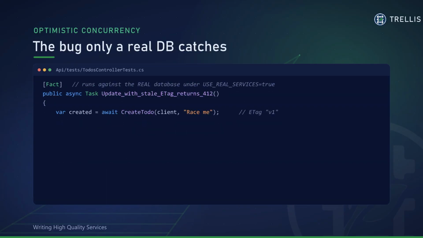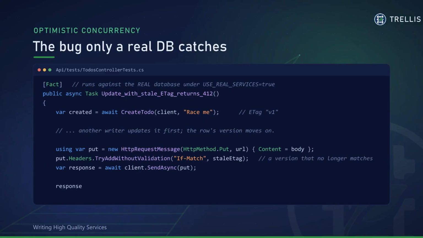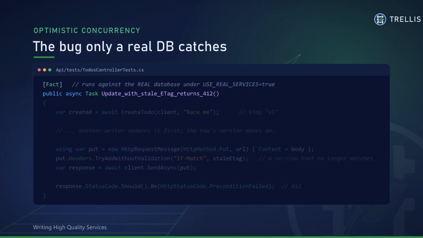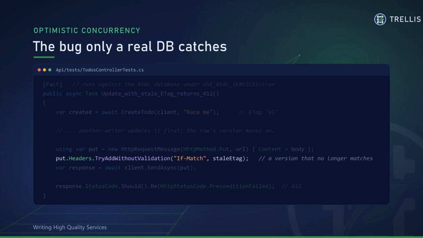Here's a concrete bug that an in-memory test can miss and a real database catches: an optimistic-concurrency conflict. We create a to-do and get its version, its ETag. Then imagine another writer updates it first, so the row's version moves on. Now we try to update using the old, stale version in an if-match header. Against a real engine with real row versioning, the database sees the mismatch and the write is refused with a 412 precondition failed. This is the test that proves two users can't silently overwrite each other. And it only means something when the row versioning is real, which is exactly why it belongs at this tier.